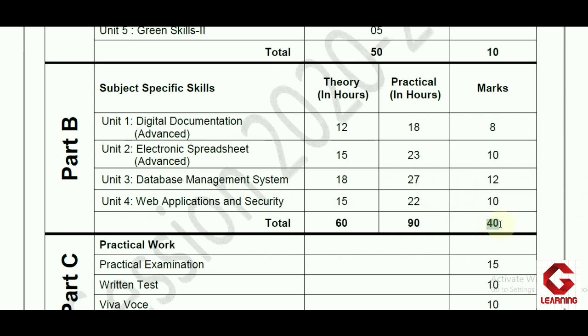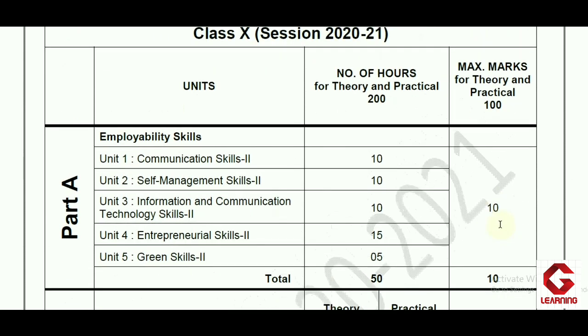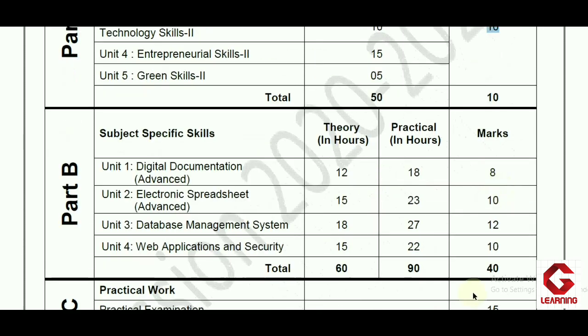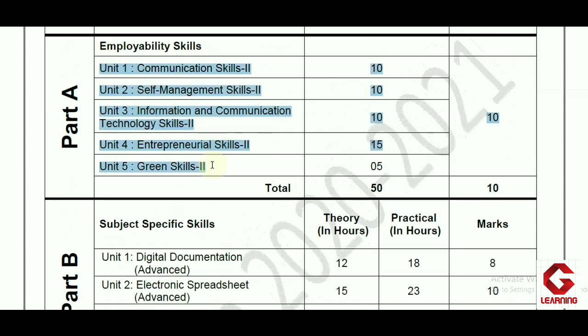When I'm talking about the theory examination, I'm talking about the CBSE theory paper. As you can see, employability skills is of 10 marks, and subject specific skills is of 40 marks. So in the board examination you will get one theory question paper of 50 marks. There will be 2 parts in the question paper. In the first part employability skill questions will be there, and those questions you will get from these 5 units that you can see on your screen. So you will get 10 marks in one part, with questions from these 5 units.